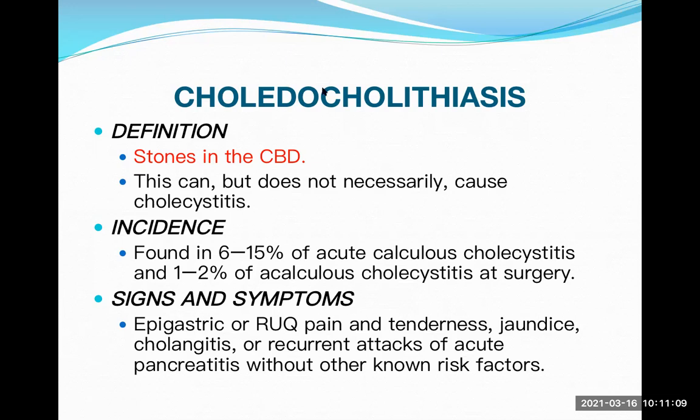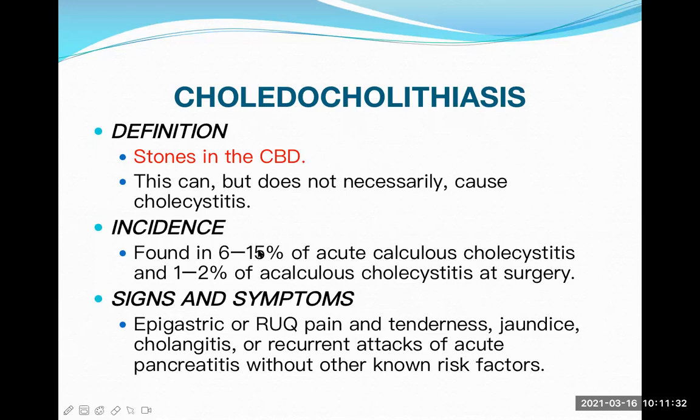Now this stone may cause obstruction there, or it depends how distally it reaches. Most commonly, only obstructive jaundice is caused by this, but sometimes even acute pancreatitis is caused by it if it reaches the ampulla of Vater and if it lodges there.